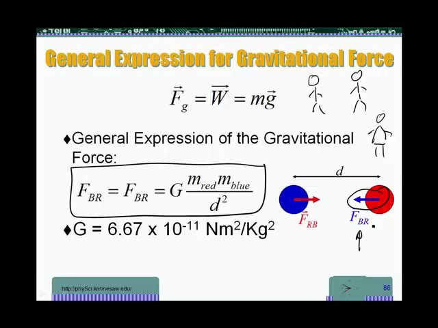How much is it equal to? It is given by this formula here. A certain constant big G that's very tiny, which is 6.67 times 10 to the minus 11 Newton meter squared per kilogram square, very tiny constant, times the mass of the red one times the mass of the blue one over the distance separating them squared. The distance separating them, we measure it from center to center.